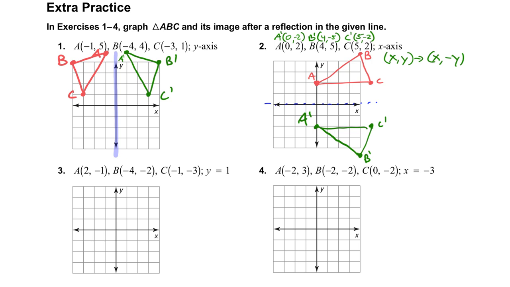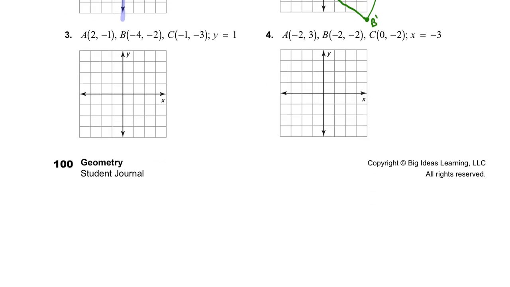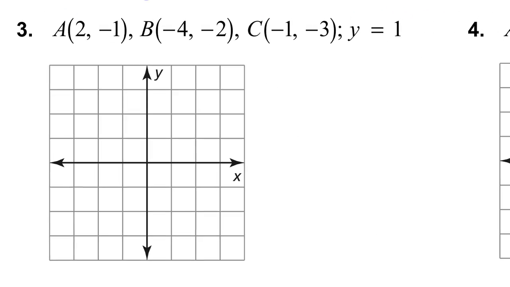Now, what we're going to do is we're going to do number 3 using a graph, and then number 4, we will not use a graph. We're going to try to do it without the graph. So if I look at number 3, I'm going to move this up a little bit. Look at number 3 here. I'm going to graph my A, B, and C. So A is at 2, -1, and then B is at -4, -2. There's B. And then C is at -1, -3. There's C. And I'm going to connect these.